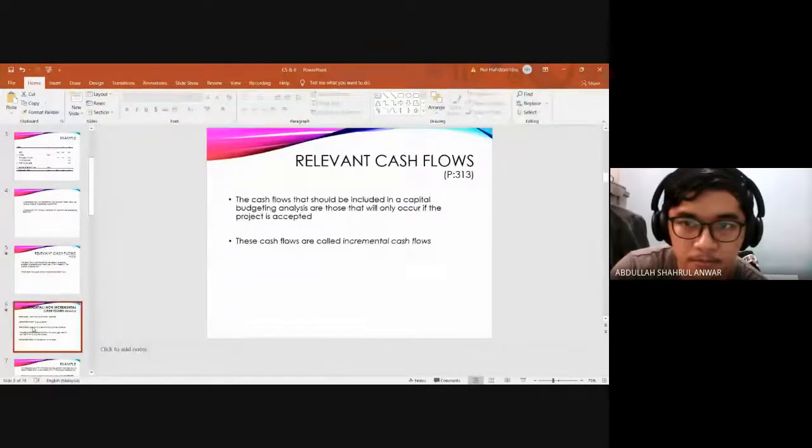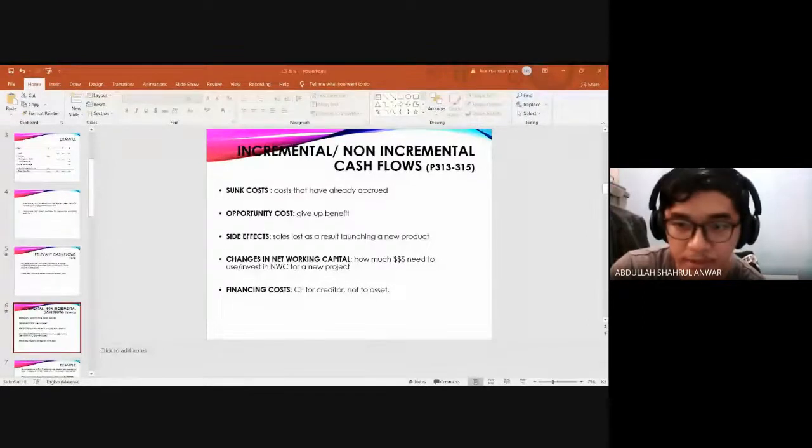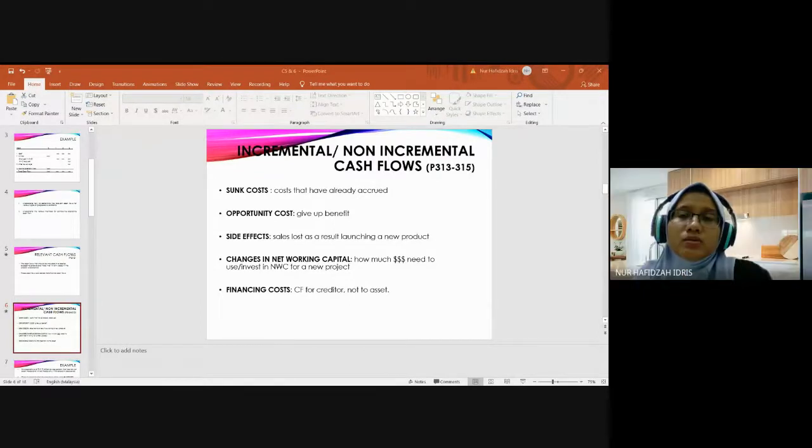Sekarang Megan nak tanya, ya. Kalau kos untuk survey, maknanya kena setiap bulan kena baiki, itu dikira incremental tak? Yes, itu dikira. Kita akan kira dia sebagai yearly lah.